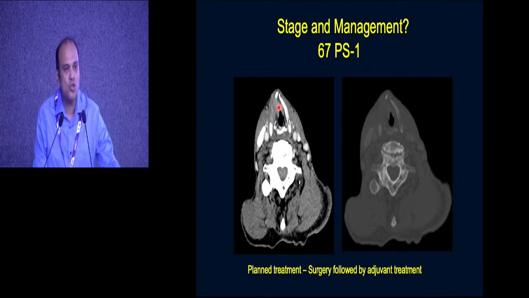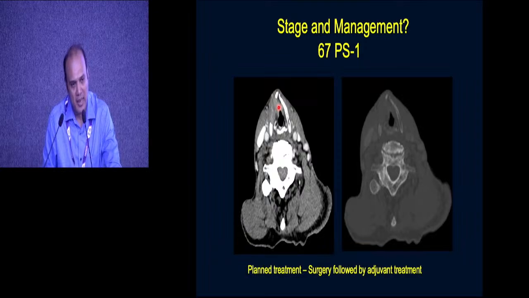And this patient should undergo a total laryngectomy, a bilateral level 2-3-4 lateral neck dissection, plus or minus reconstruction as required, followed by a planned post-operative adjuvant treatment.